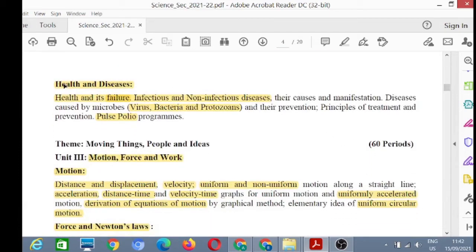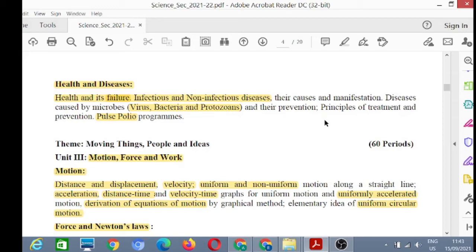Now the next topic is health and diseases. Here we will discuss health and its failure. Diseases are caused by failure of health. So we will categorize the diseases: infectious and non-infectious diseases. Their causes: why are diseases caused? There are different causes of diseases. Diseases are caused by virus, bacteria, protozoa, for example. So there are four causes of diseases and their prevention. Causes and prevention of diseases.